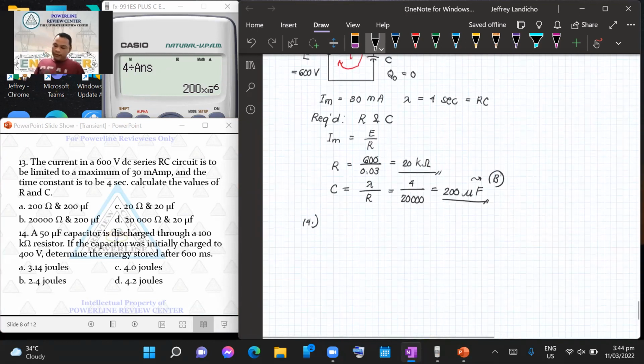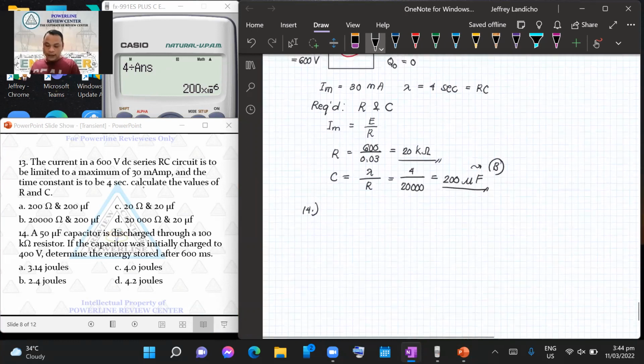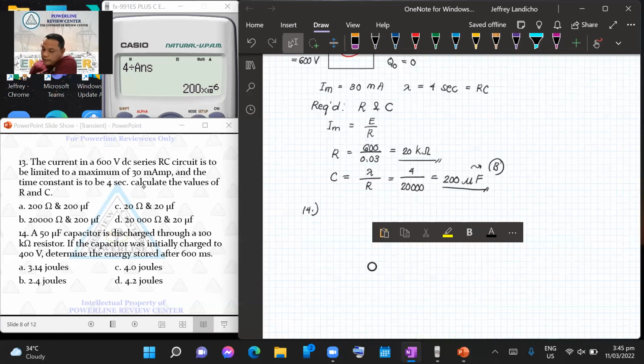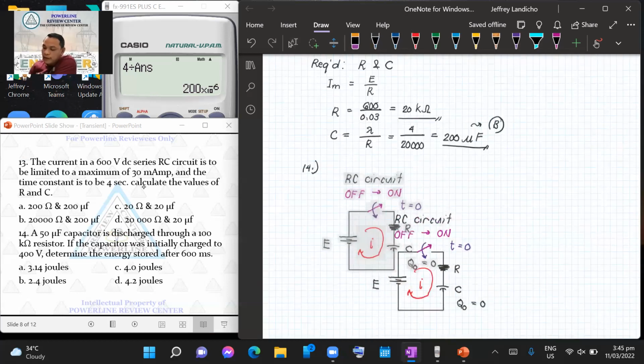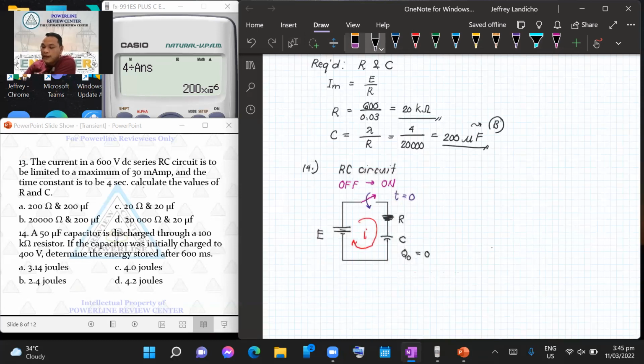A 50 microfarad capacitor is discharged through 100 kilo ohm resistor. So, discharge. So, ibig sabihin, initially, this capacitor is fully charged to 400 volts. So, in that case, meron tayo ngayong decay transient in terms of what? RC circuits. So, baguhin ko lang yung ating illustration. Ano?